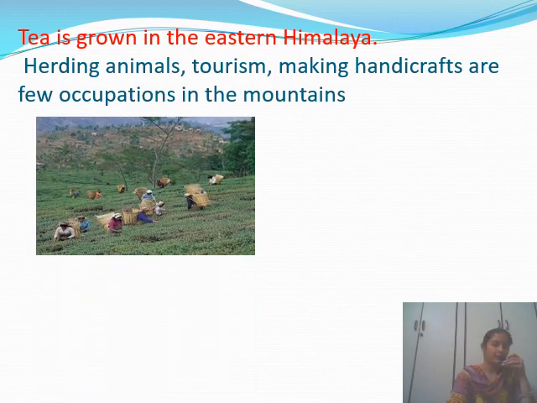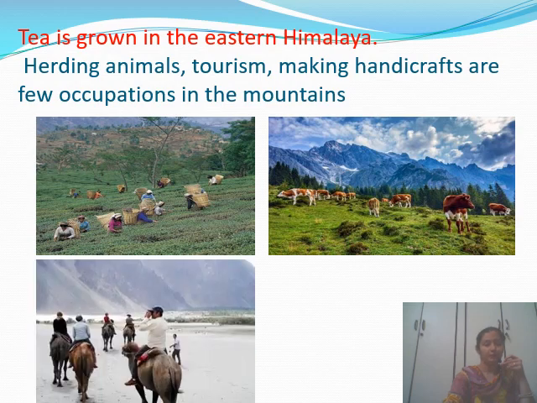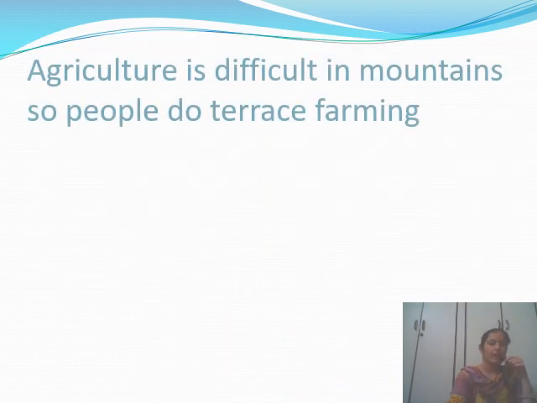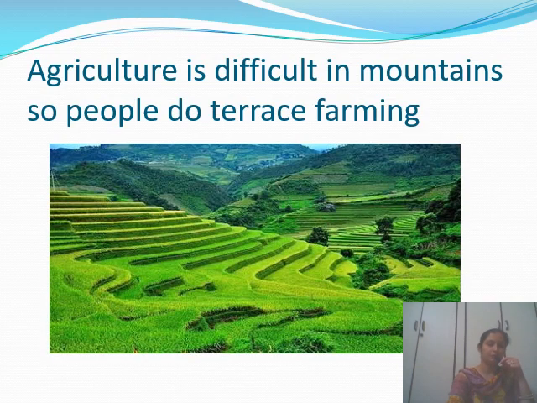You can see here in the picture the people in the tea gardens of the eastern Himalayas. Herding animals, tourism, and making handicrafts are a few occupations in the mountains. Agriculture is difficult in mountains, so people do terrace farming. People cut down the mountains into steps and do farming on these steps.